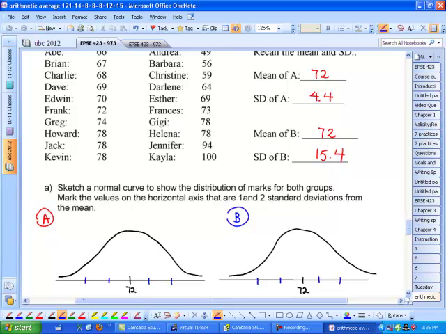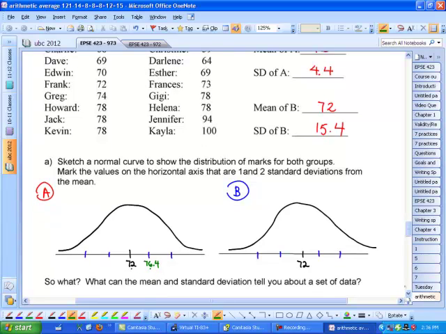Because it's 1 standard deviation away, going from 72 to the next one, I'm going to add 4.4. So 72 plus 4.4 is just 76.4. And then if I want to get to 2 standard deviations, I'm going to add 4.4 again, so that would be about 80.8. So here's, once again, 2 standard deviations away, positively.